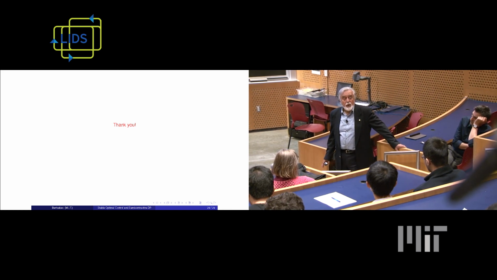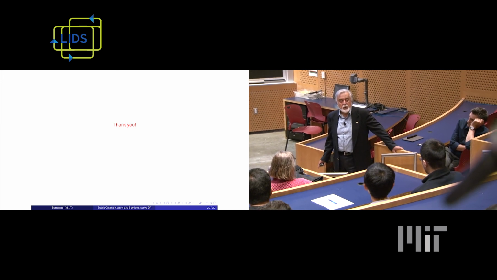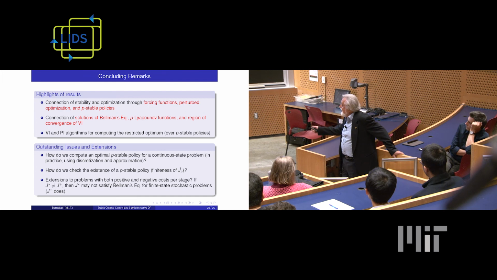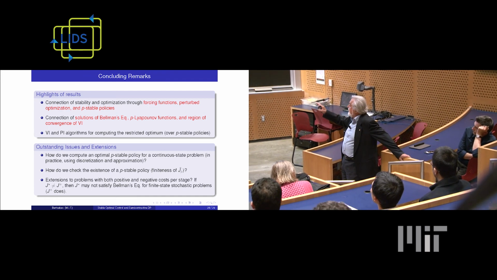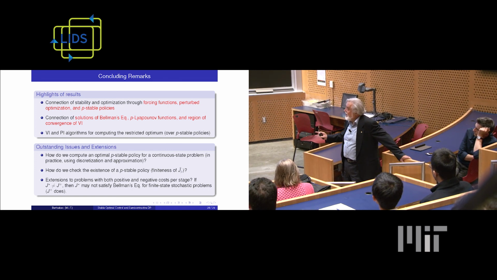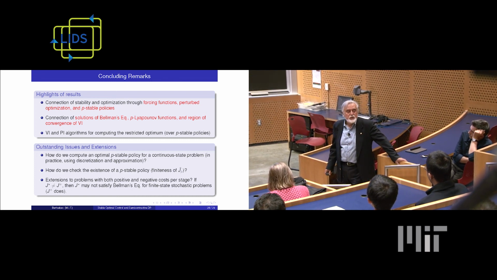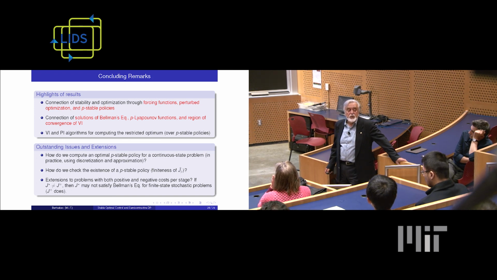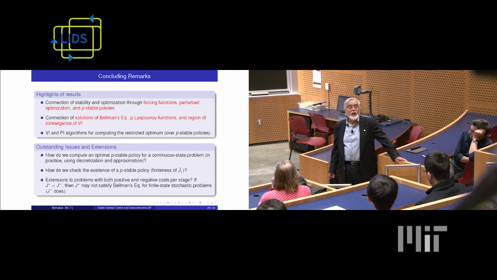Non-negativity of the cost function is an important assumption here. A lot of the mathematics depend on non-negativity. And if you notice the last bullet that I rushed, if you consider problems with both negative and positive costs per stage, then all sorts of strange things can happen, including the fact that J star may not satisfy Bellman's equation, which is really an unusual phenomenon. So some major extension and major overhaul of this analysis has to be done before it applies to problems with both positive and negative costs.